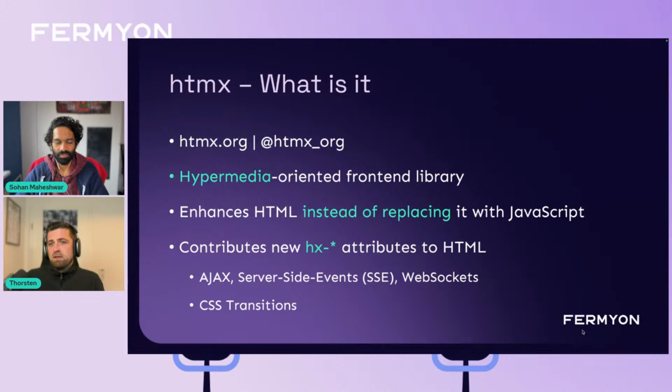And htmx contributes a bunch of features that we all know from the web by adding specific hx attributes. So for example, we can issue web requests by just putting in new attributes to existing HTML nodes, or we can use WebSockets, server-side events, and we can make it look nice. I mean, I'm not good at making things look nice, but we can bring in CSS transitions easily to make the app a little bit nicer, so to say.